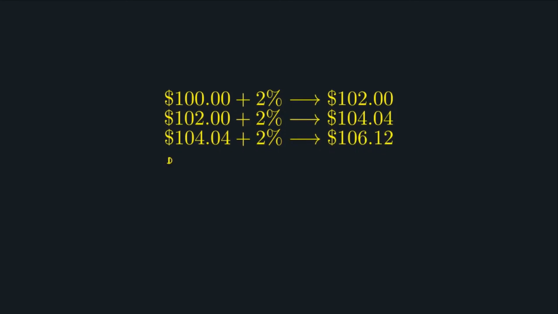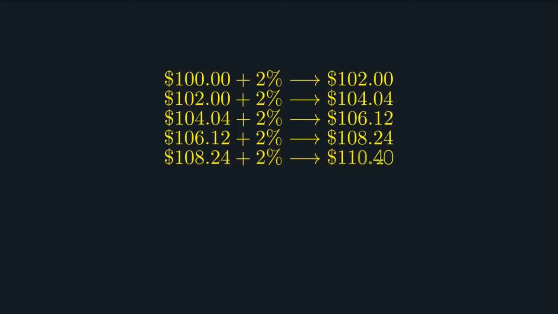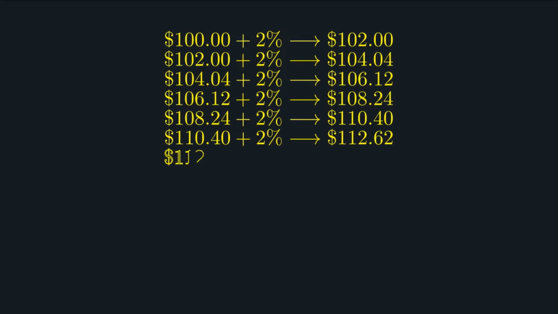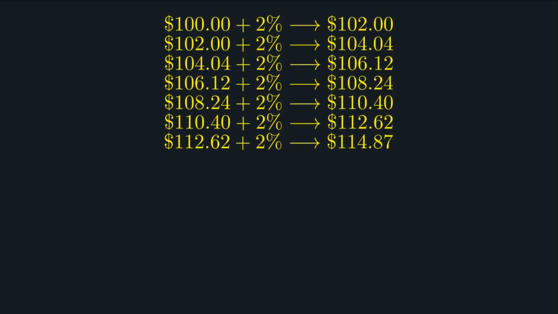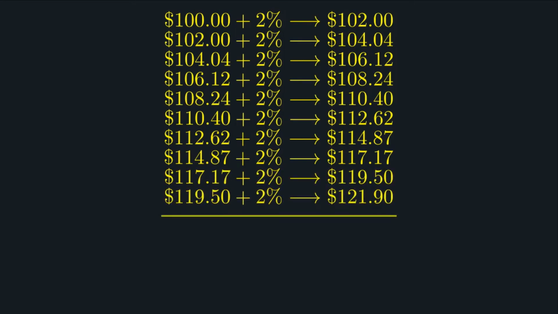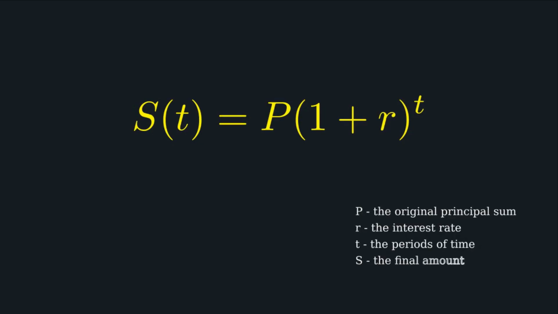In another year, our account will not be $104, but $104.04. In another year, the account will have $106.12. In 10 years, the account will have $121.90. This is compound interest. The difference between simple and compound interest in our case is $1.90. The general formula for compound interest looks like this.